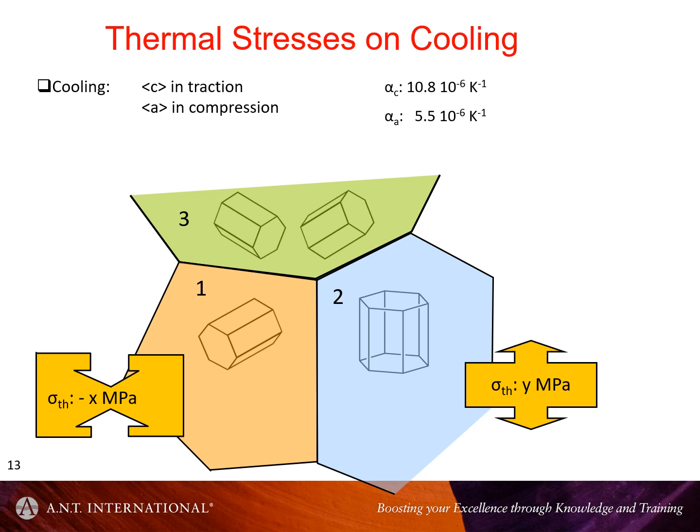Same thing happens if you're heating and cooling. So if you equilibrate the material by sitting it at a high temperature and then you cool it down, and let's say that there's zero stress at a high temperature because it's relaxed because of creep at a high temperature, and now we cool it, what would happen is because this grain shrinks more than this grain, you end up having a tensile stress in this direction for this grain and a compressive stress in this direction for this grain.